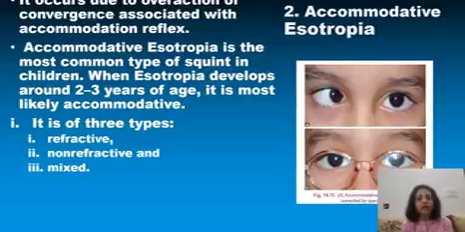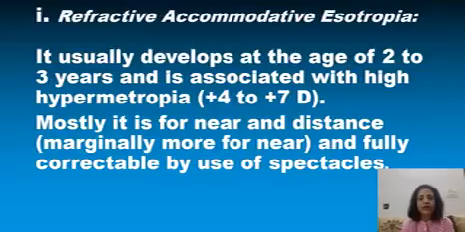Now, accommodative esotropia. It occurs because of overaction of convergence associated with the accommodation reflex. Accommodative esotropia is the most common type of squint in children, and when esotropia develops around 2 to 3 years of age, it is most likely to be accommodative. It is of types: refractive, non-refractive, and mixed.